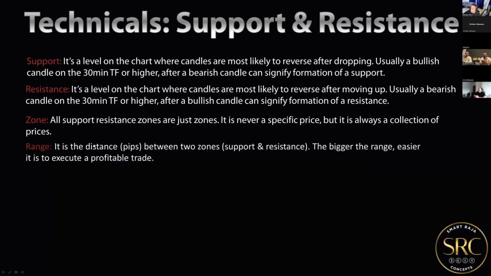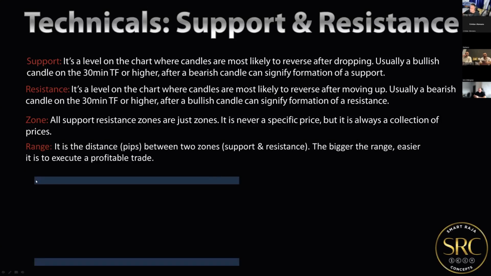Okay, let's talk about range and zones, right? A range is the distance. So we have these two zones right here. We have a top resistance zone and we have a bottom support zone. Let's say price is coming down to support, and we form a bullish candle right here. Let's say this is a 20 pip range. Is this a good range to trade?